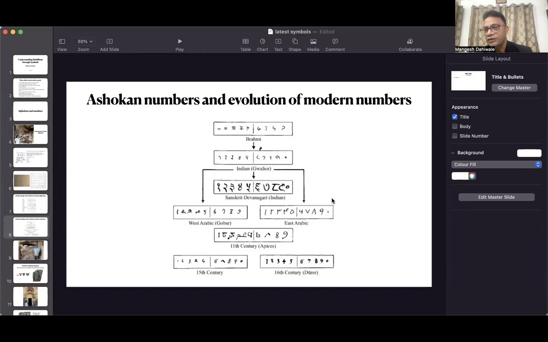William Dalrymple has written a wonderful book, The Golden Road, in which he was having a discussion. He talks about how the world owes to the Indian numerical alphabets. And when we talk about the Indian numerical alphabets of antiquity, we cannot but talk about the Ashokan numbers.